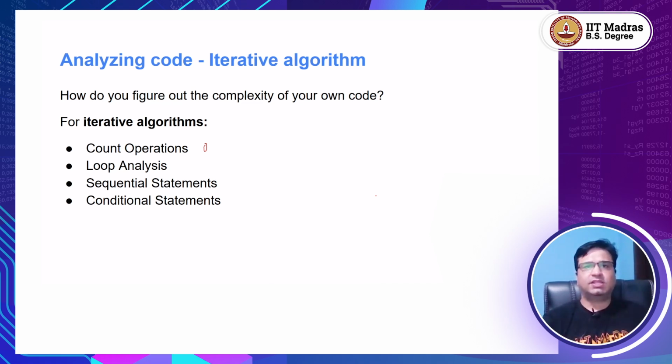Next is sequential statements. Add the complexity of sequential blocks of code. And last is conditional statements. For conditional statements, always consider the worst case path. Which block of the conditional statement is taking the maximum time? Consider that for the worst case.